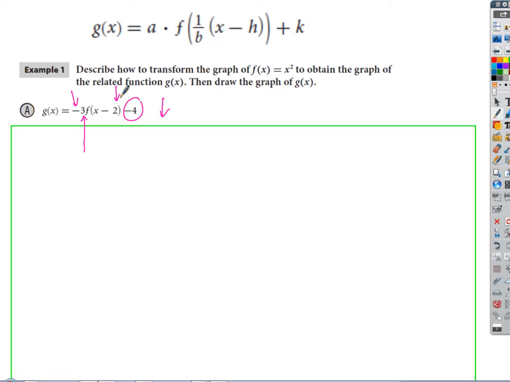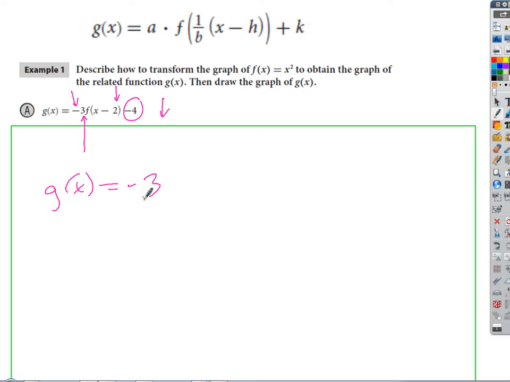One other thing. So if f of x is x squared, what if we didn't write this in terms of f of x? What if we wanted to write out g of x as an actual function? What would that look like then? So I've got my -3 out front, but what is f of x minus 2? Now this is something I feel like maybe people are having a little bit of an issue with.